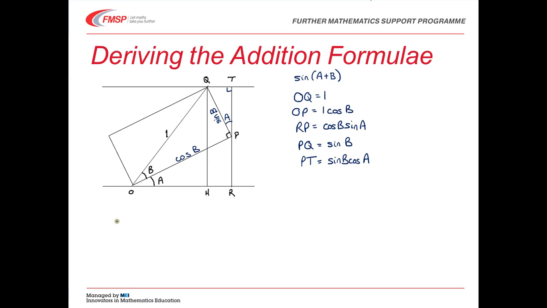Now we can look at length QH. You'll see from the diagram that QH is the same as RT and is therefore RP plus PT. We've found both of these lengths already. The angle at H is a right angle, and if we look at triangle OQH with hypotenuse OQ, which is equal to 1, you'll see that QH is equal to sine of A plus B.